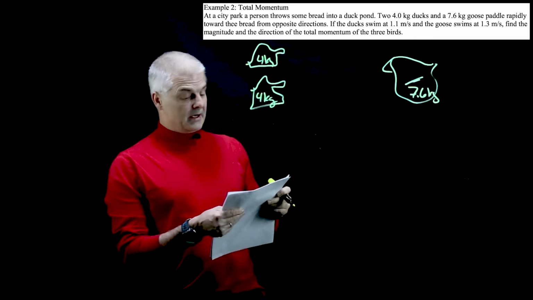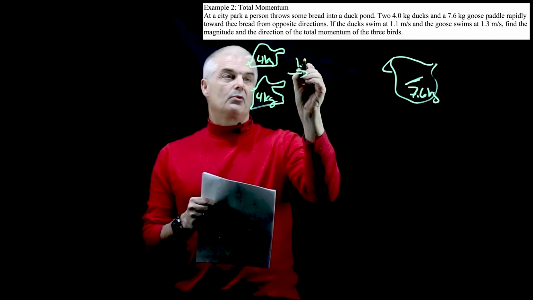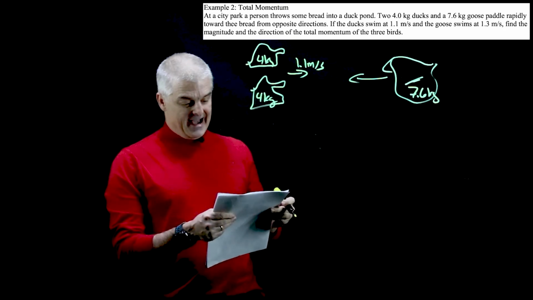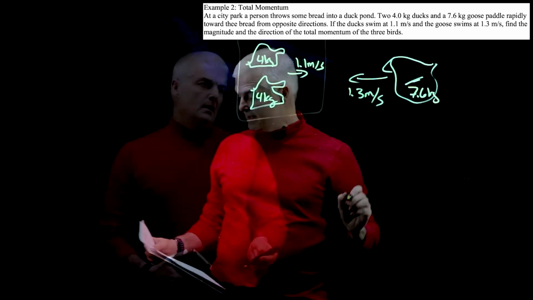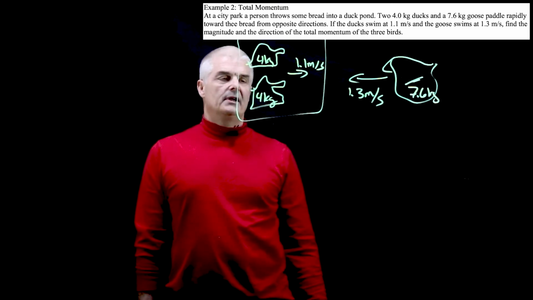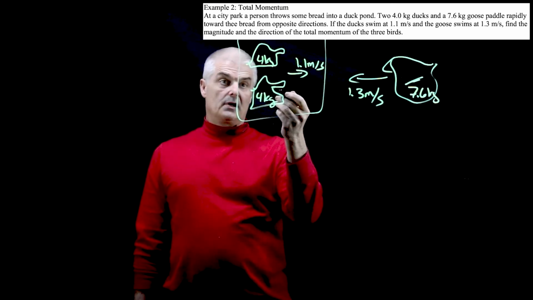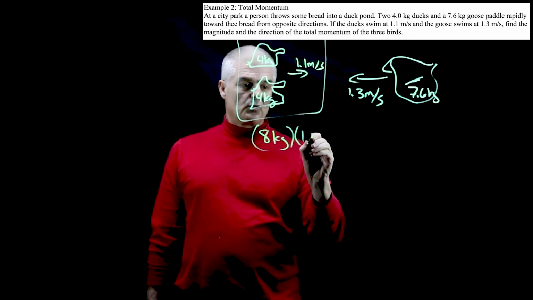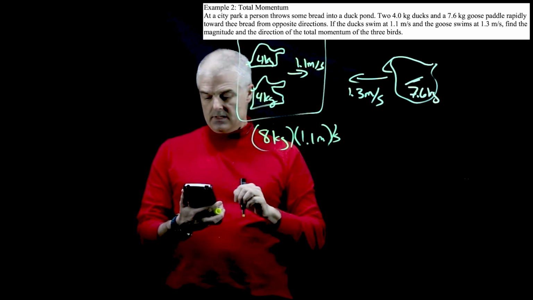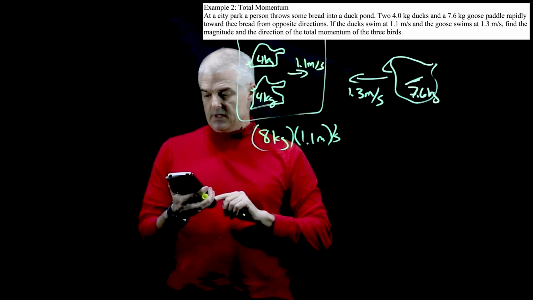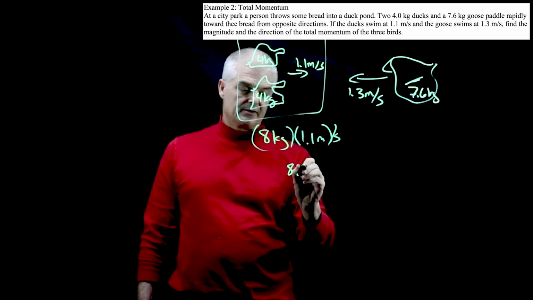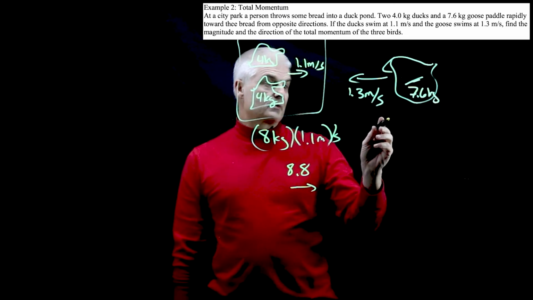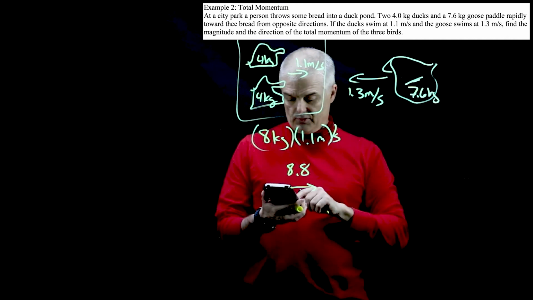They're moving in opposite directions. This is important. These ducks are moving at 1.1 meters per second, and the goose is moving at 1.3 meters per second. So what happens when they come together? It's going to be pretty simple here. We've got 4, we can treat these guys as 1, so that's 8 kilograms times 1.1 meters per second. So 8 times 1.1, their momentum is 8.8. I guess I could have done that in my head. And the goose's momentum in the opposite direction, in the positive x direction, is 7.6 times 1.3.